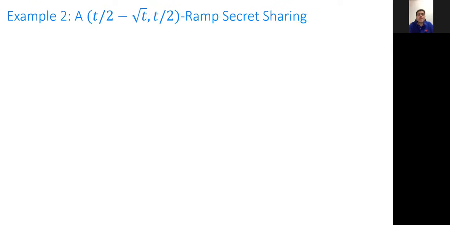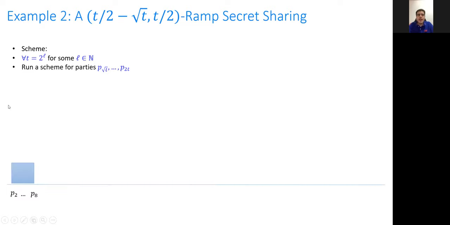Now we present a scheme for a smaller gap, which is square root of T. So the scheme is as follows. For every T equals 2 to the L for some L in N, we run a scheme for parties p square root of T until party p2T. We will show this scheme in the next slide. For example, when T is 4, we run the scheme for parties p2 until p8, and so on.